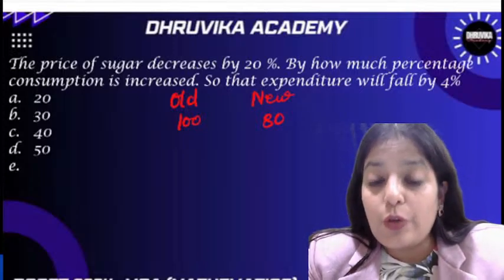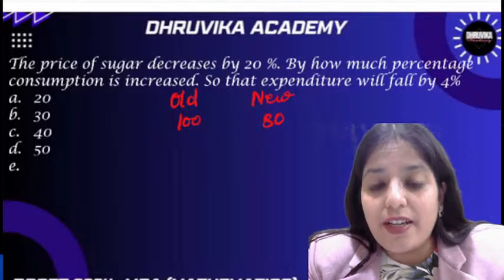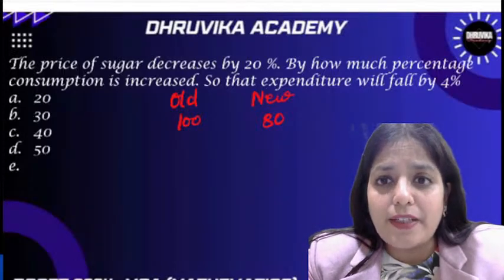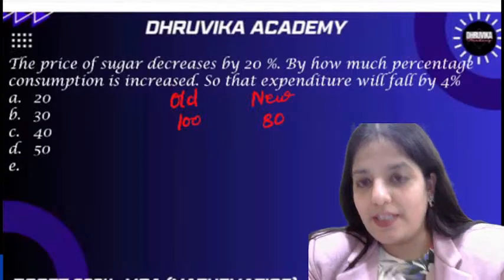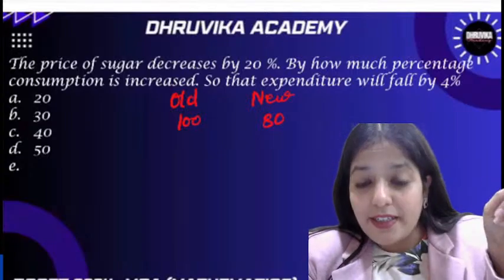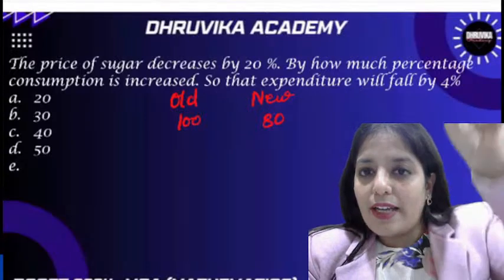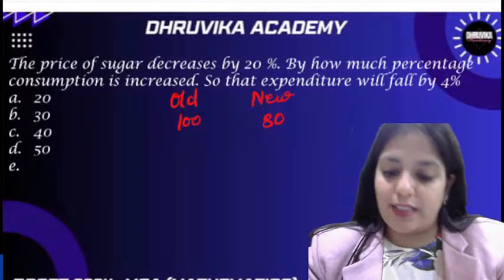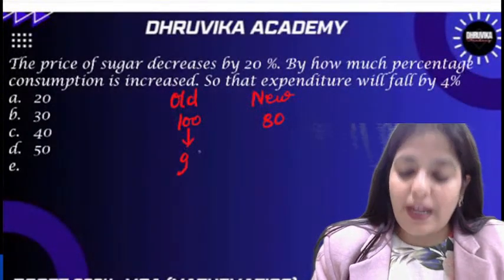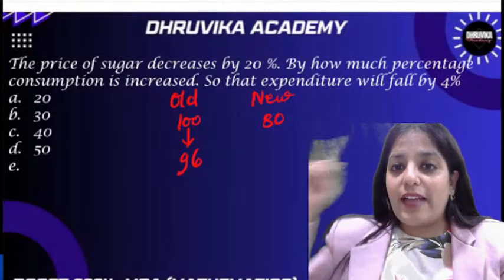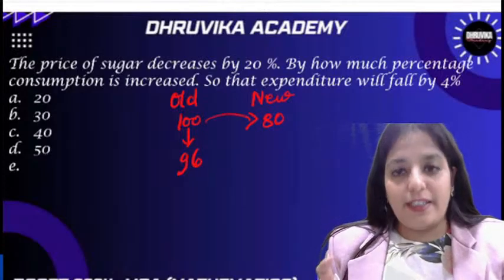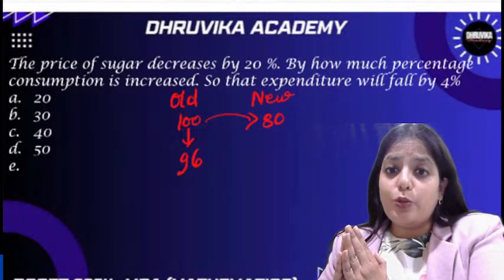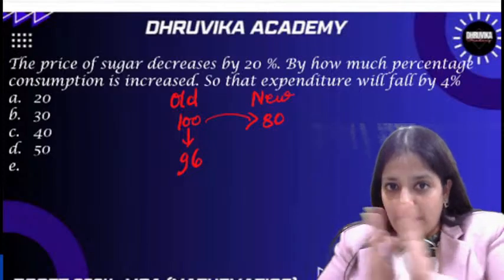What we have done? We have decreased the expenditure by 20%, but they are saying to decrease the expenditure only by 4%. They are not asking you to come back to 100. They are asking you to reduce the original expenditure, that is 100, by 4%, that is 96. Yes, they are asking you to come to 96. So where are we actually? We are at 80. We have reduced our expenditure by 20% and reached 80, but they are saying no, no, no, don't sit at 80, come back to 96.